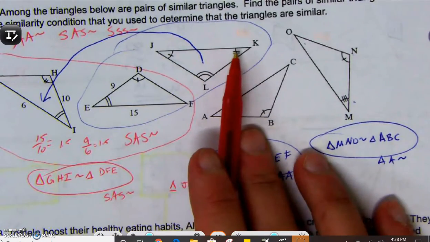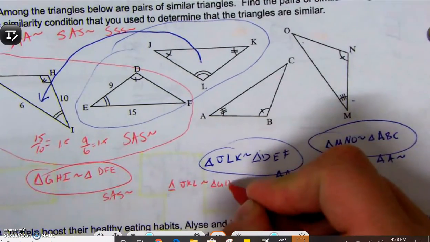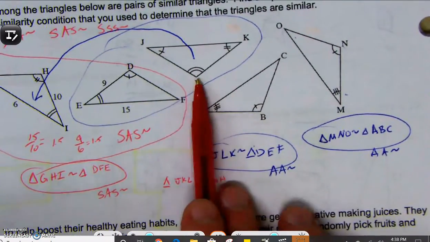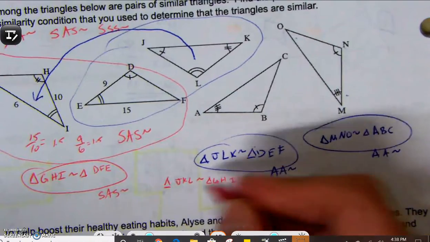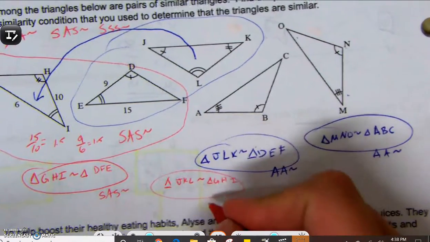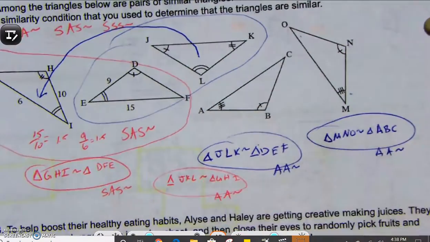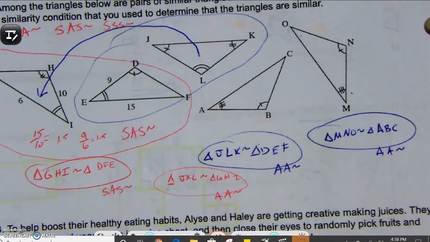K is one with 2 arcs, so I need H. So GH, and then lastly L, 2 arcs, is going to match up with I. So we have another one, and we know that that's going to be by AA similarity. So I actually have 4 sets within these triangles that are similar.